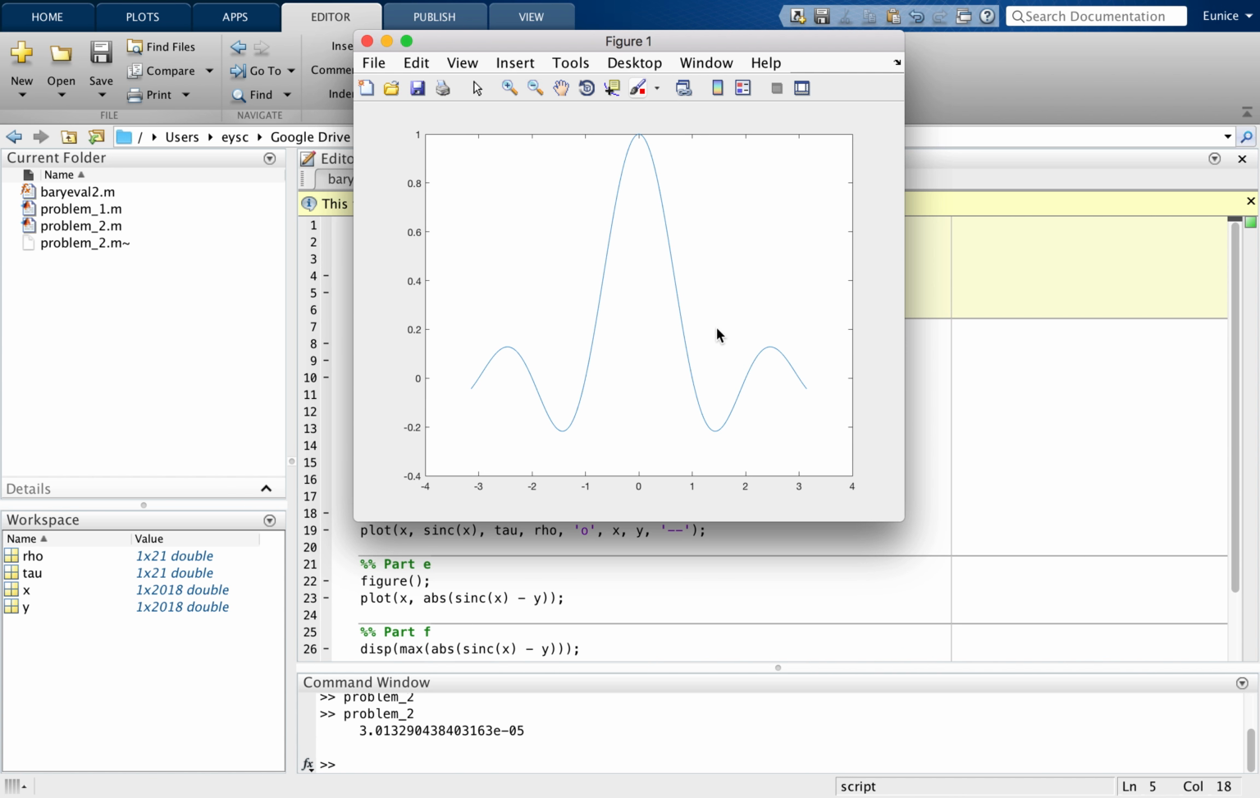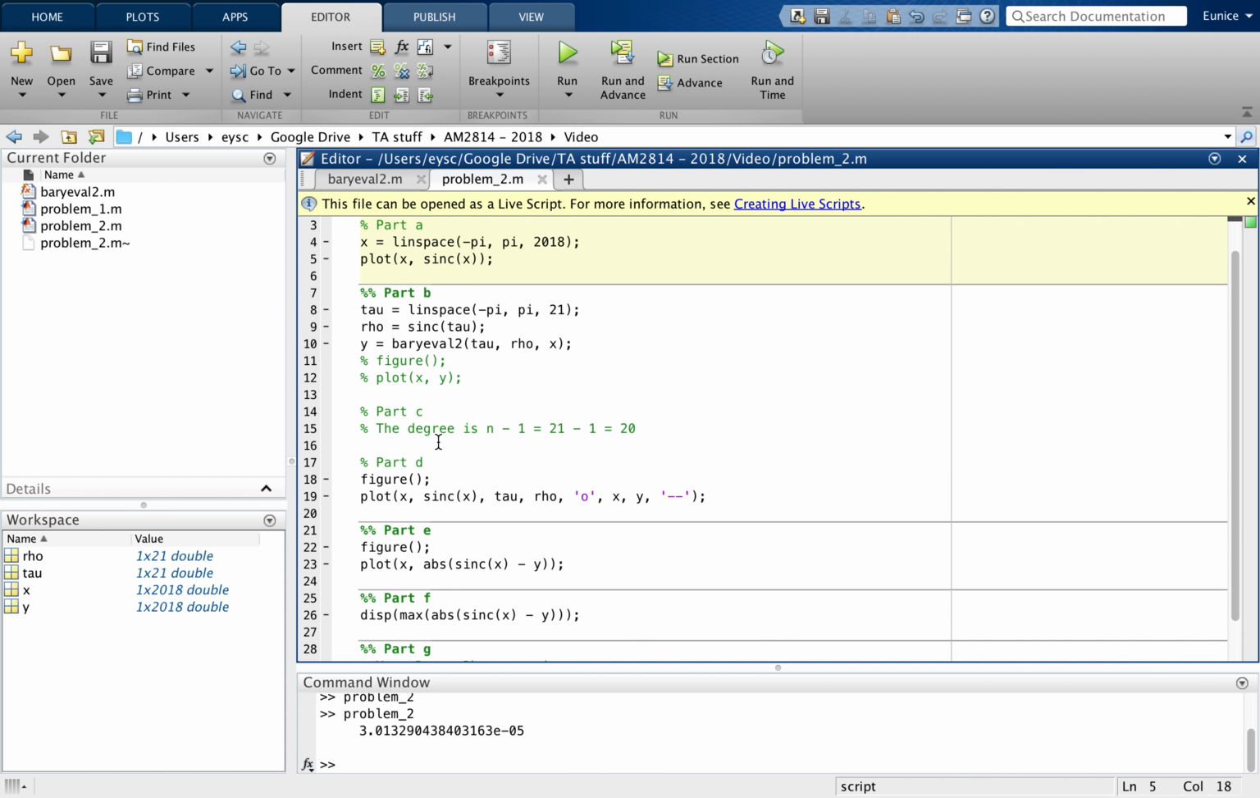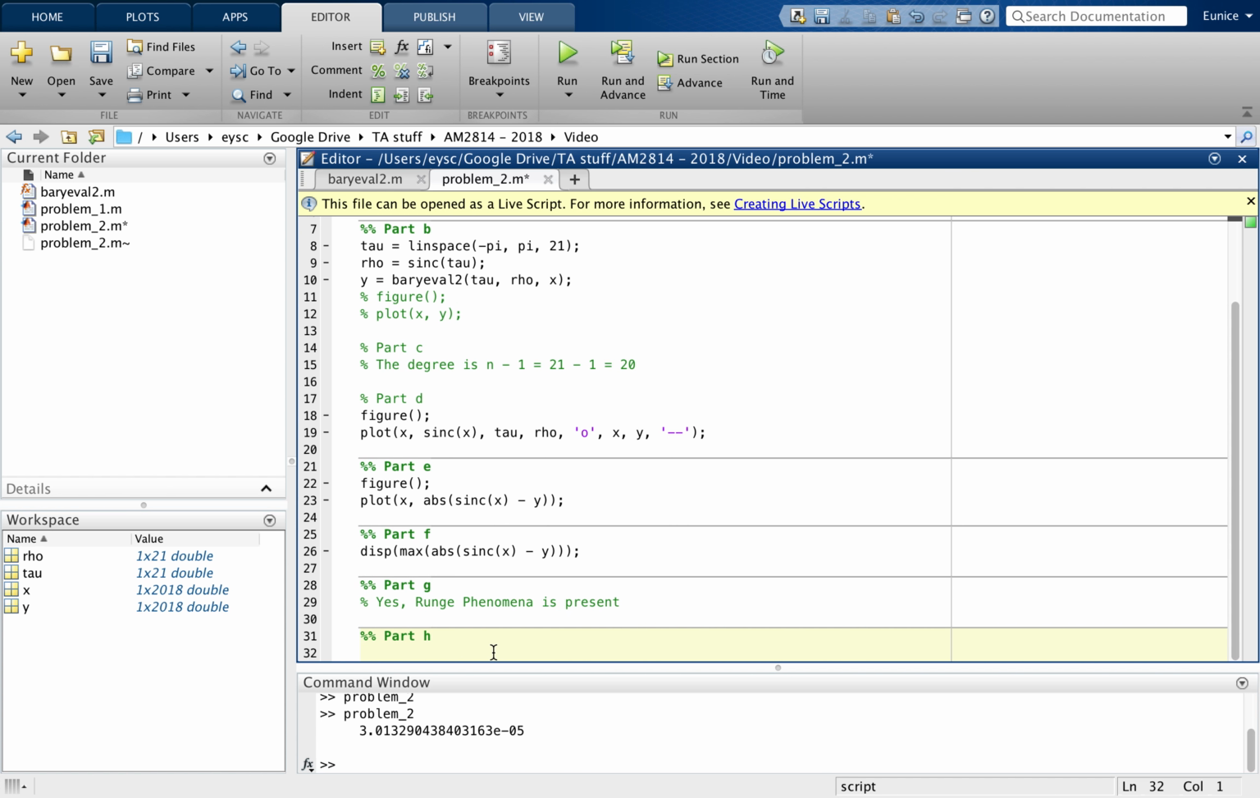And because of this, we would want an odd number of points, because as we can see from part C, the degree is always n minus 1. So if we take an odd number of points, the degree is always even. And therefore, we want, is it H now? H. So we want an odd number of points.